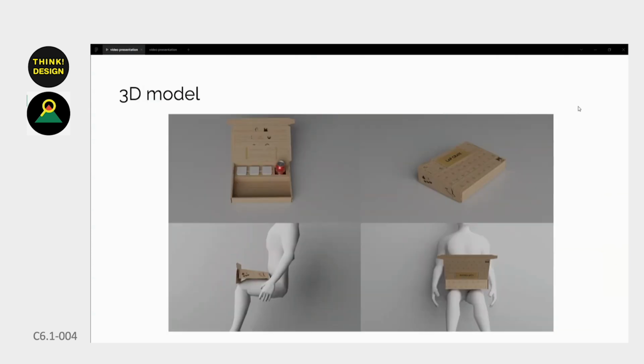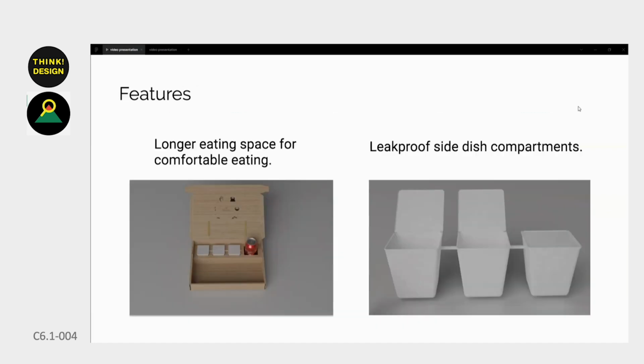So this is the 3D model of our product, the lab crate. This shows how it would be located in the lab and how it can be used as a cup holder for the soda can. These are the features of our product.